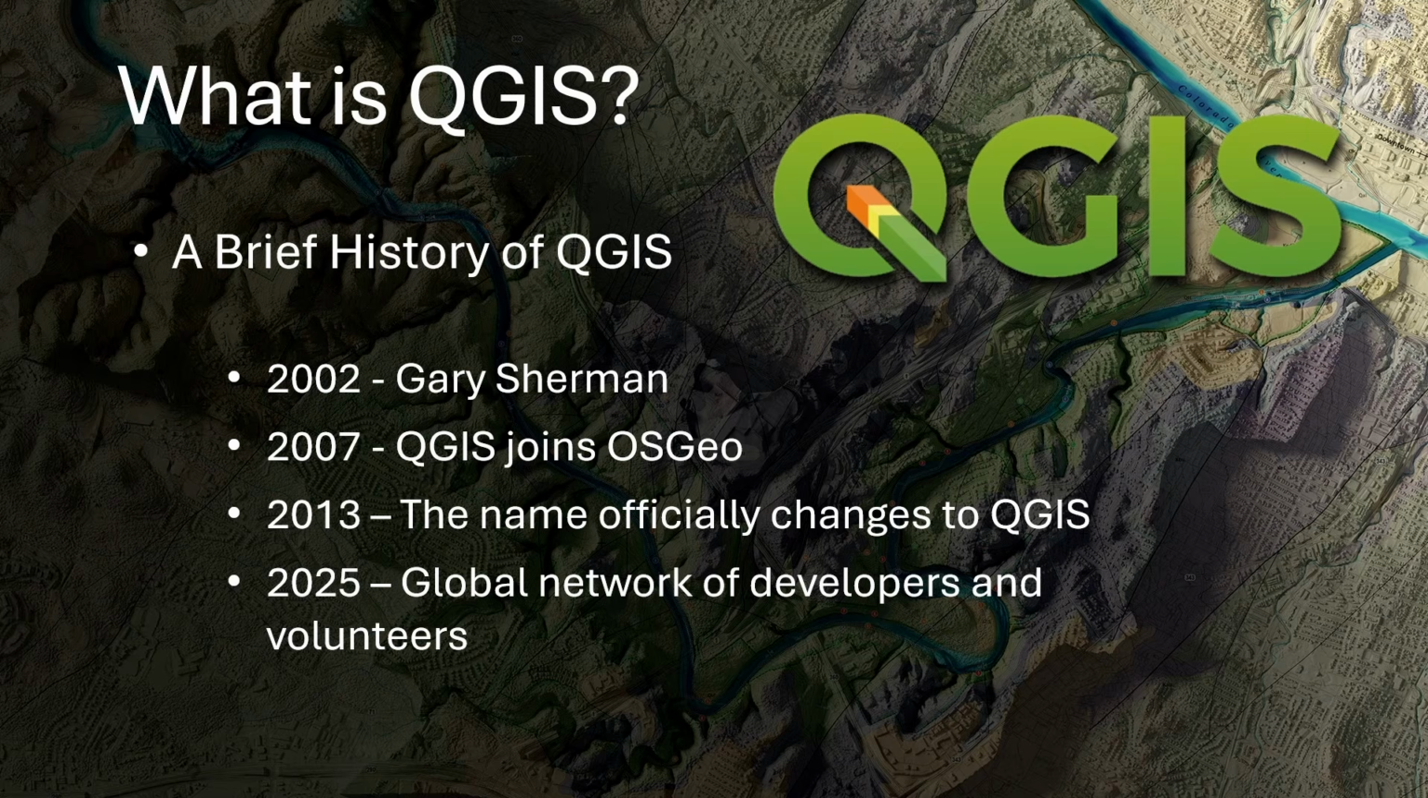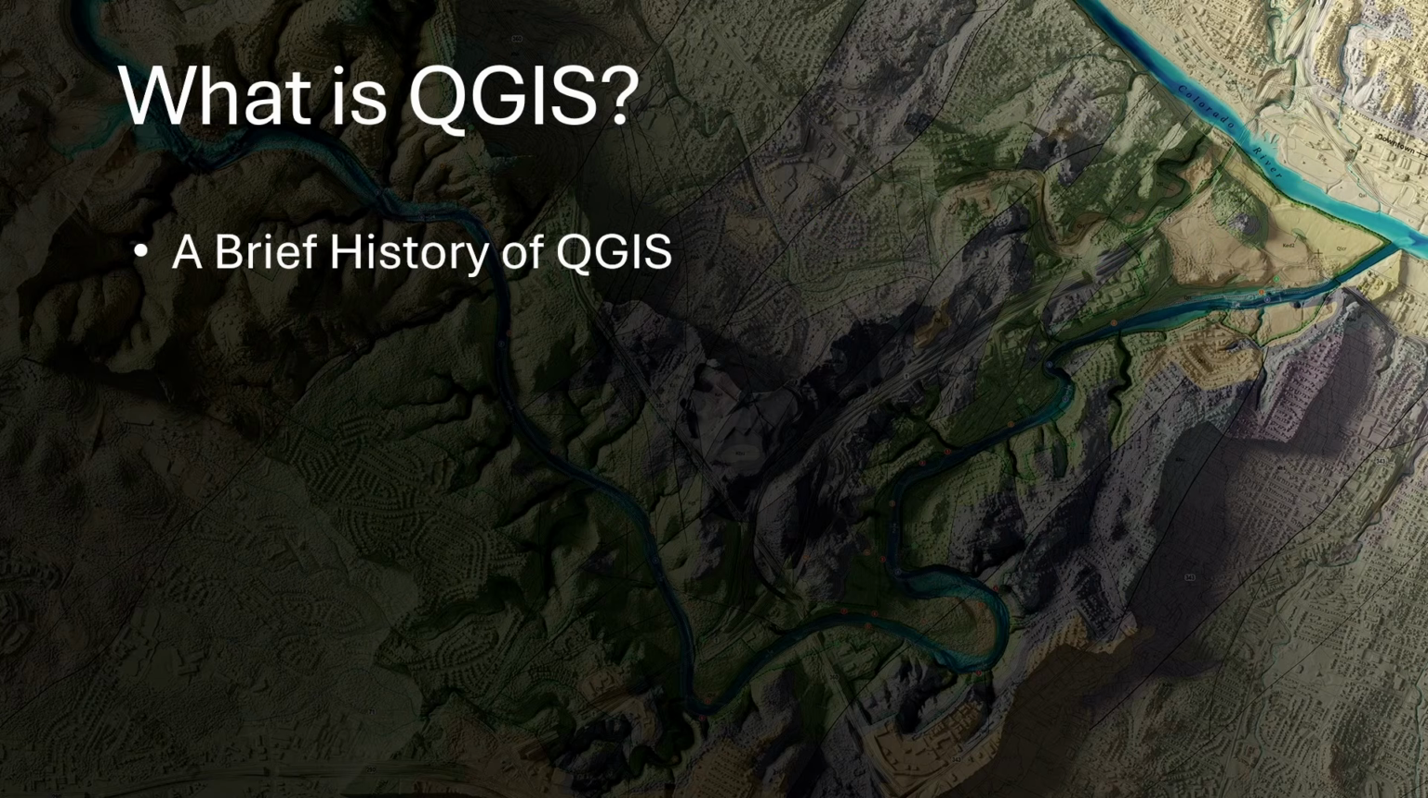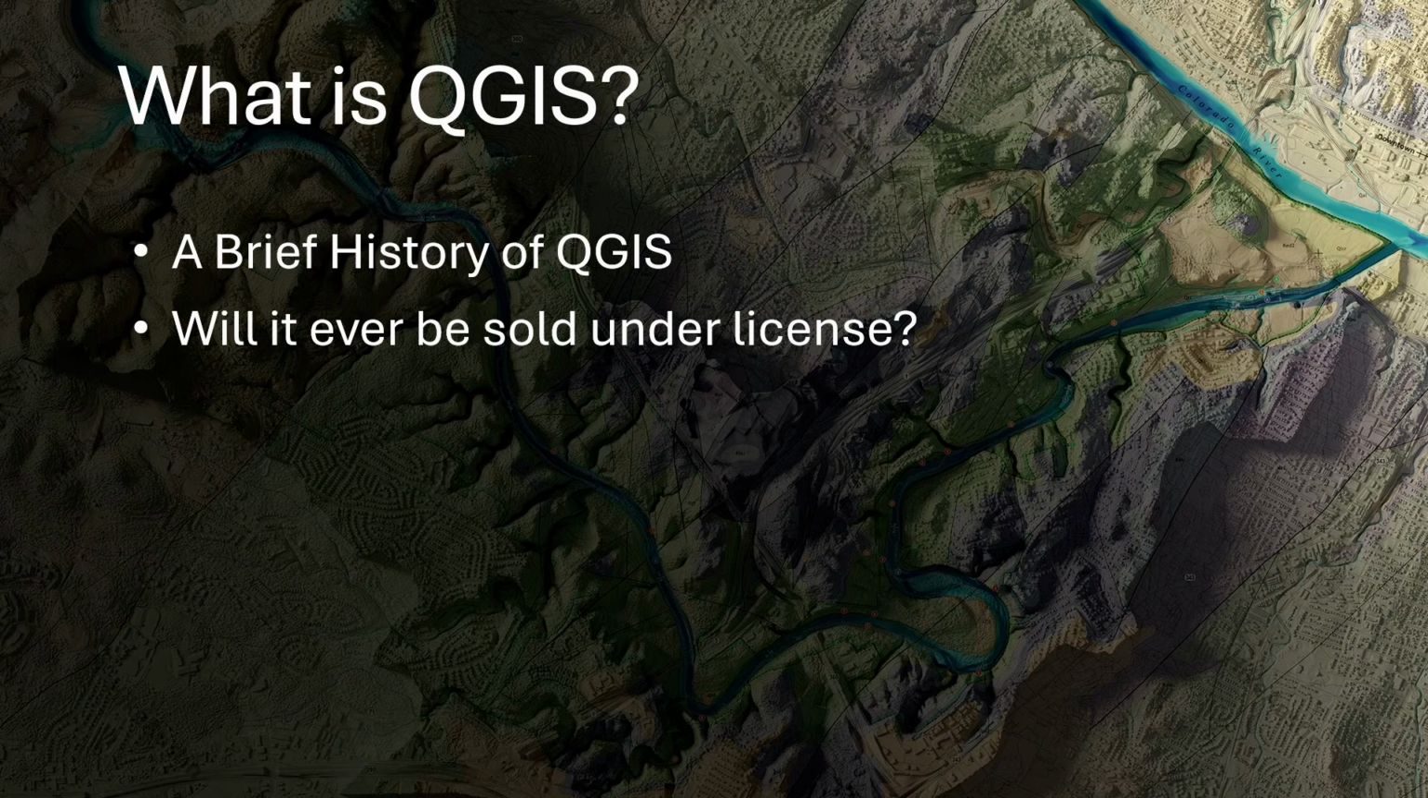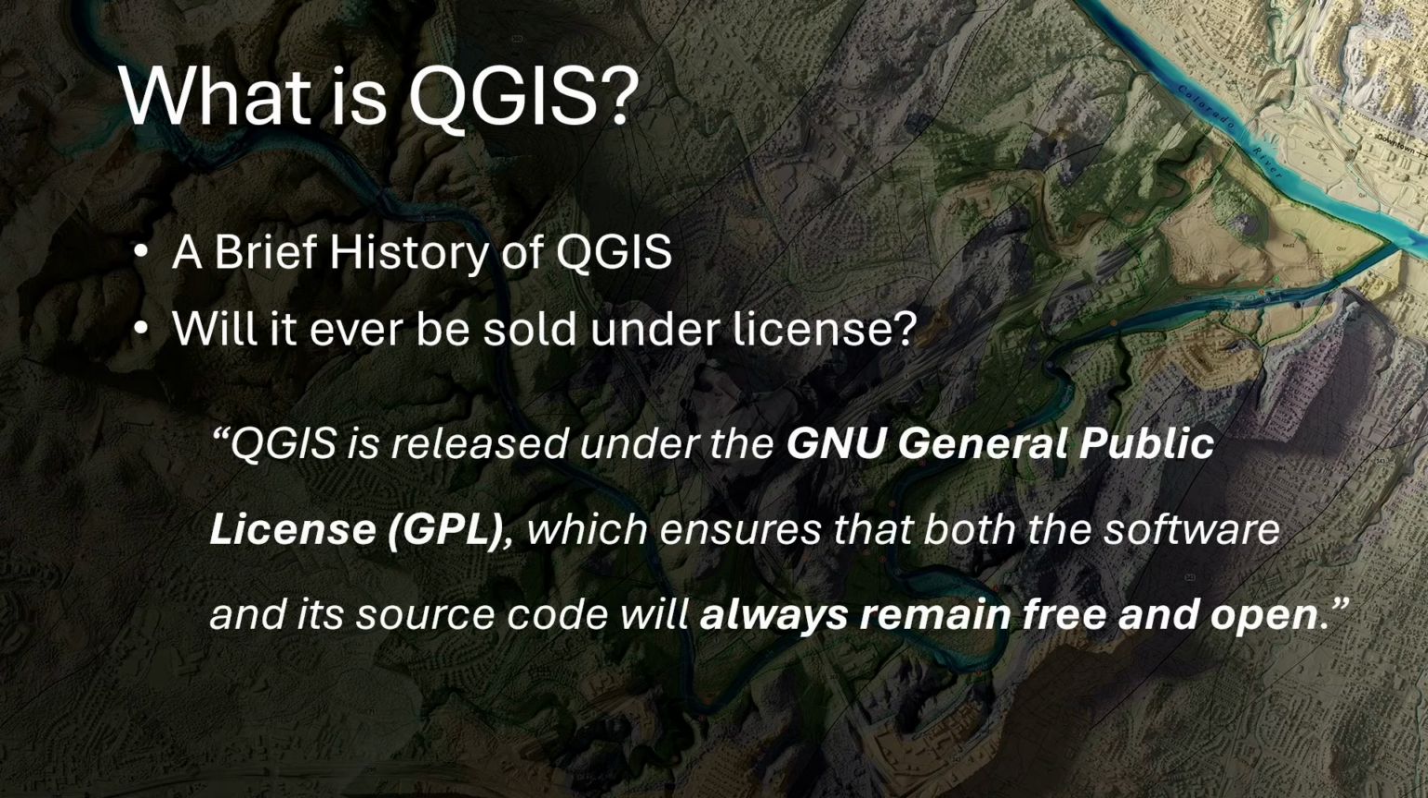Now, a realistic fear for anyone who uses free software is that it might not always be free. So you might ask the relevant question, will it ever be sold under license? And the answer to that is no, and that is guaranteed by law. QGIS is released under the GNU General Public License, GPL, which ensures that both the software and its source code will always remain free and open. Anyone may use and distribute QGIS provided those same freedoms are preserved.